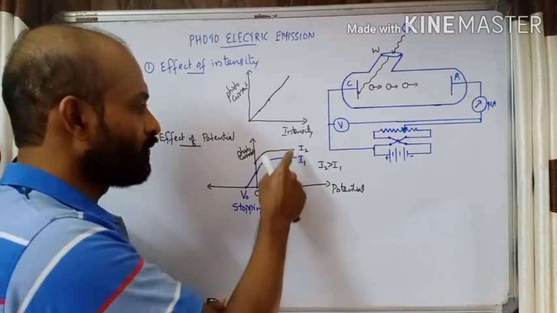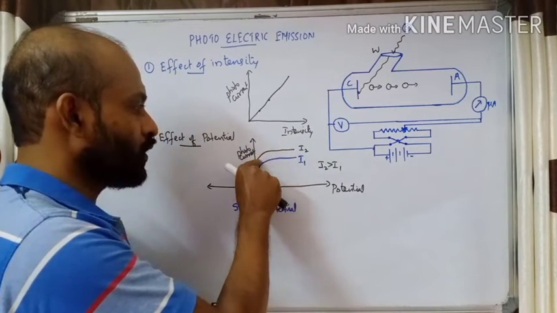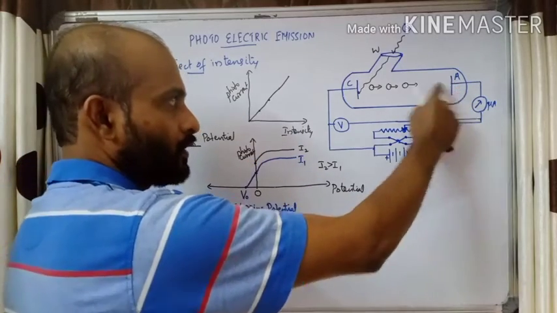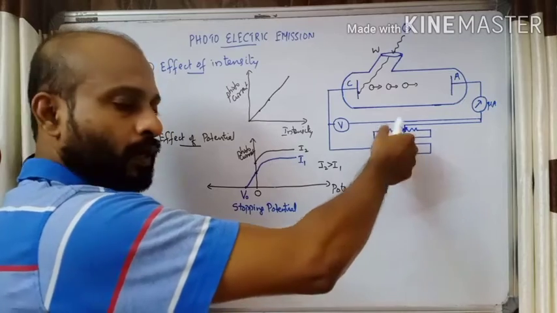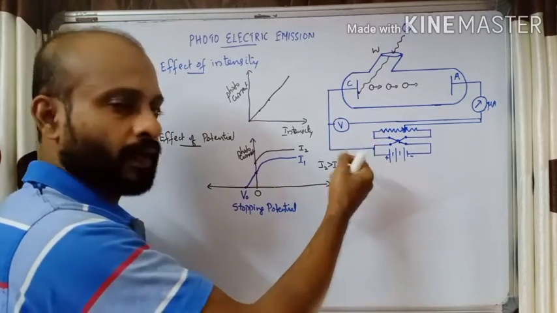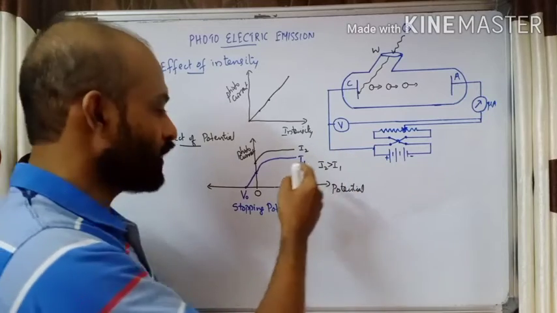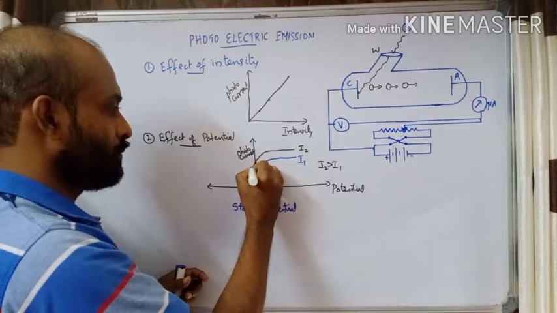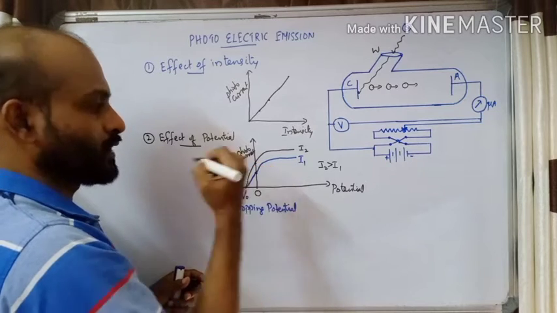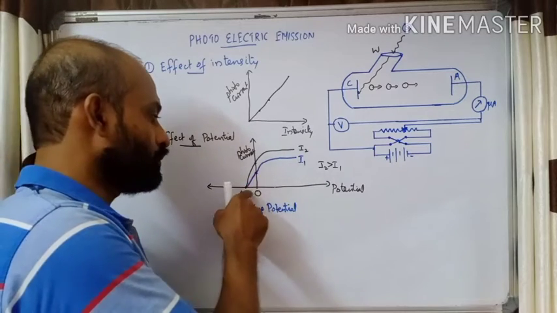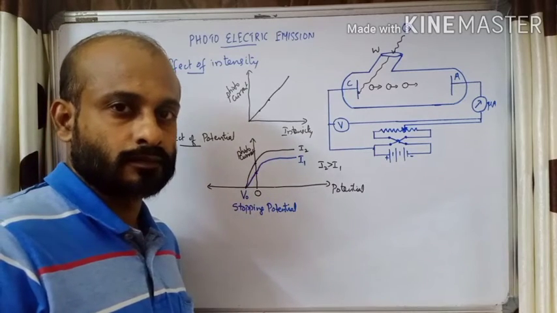Now what we will do, we will decrease the potential to 0. Then we start to apply reverse potential. We make here negative, here positive. We are using the commutator to reverse the potential. Now we increase the reverse potential, and it is seen that here also, at a particular potential, the photocurrent becomes 0. The photocurrent is becoming 0 at the same stopping potential.